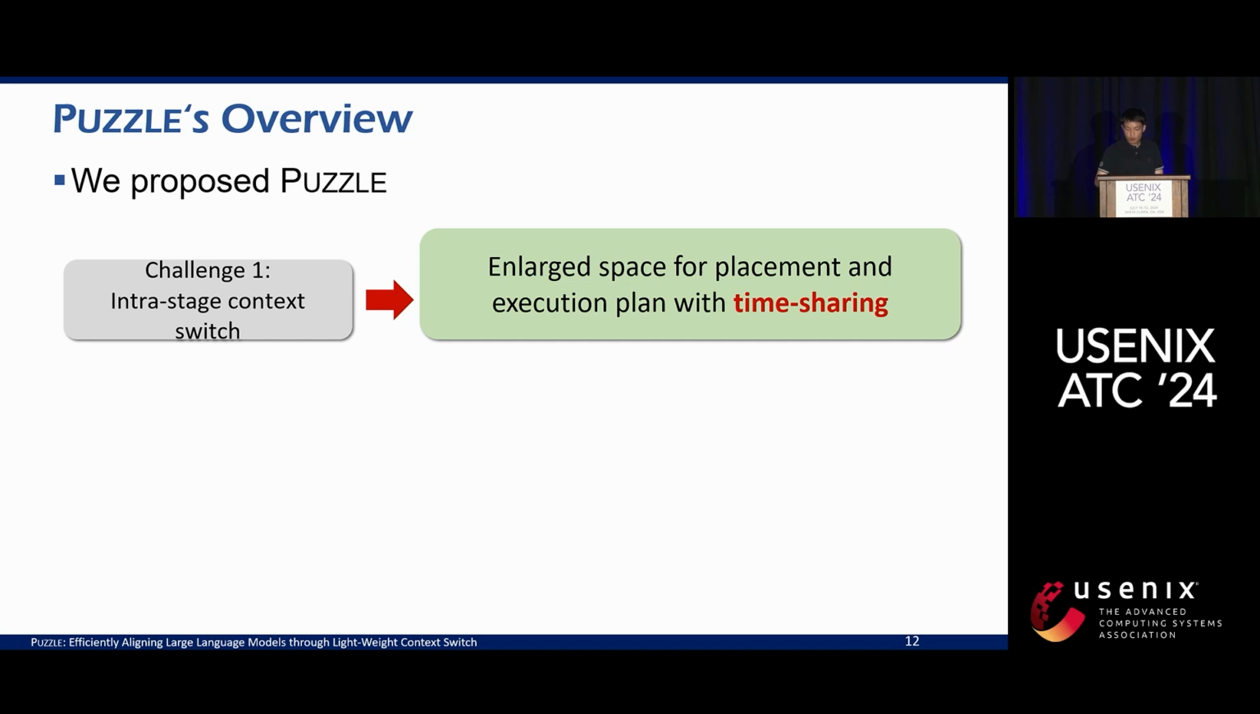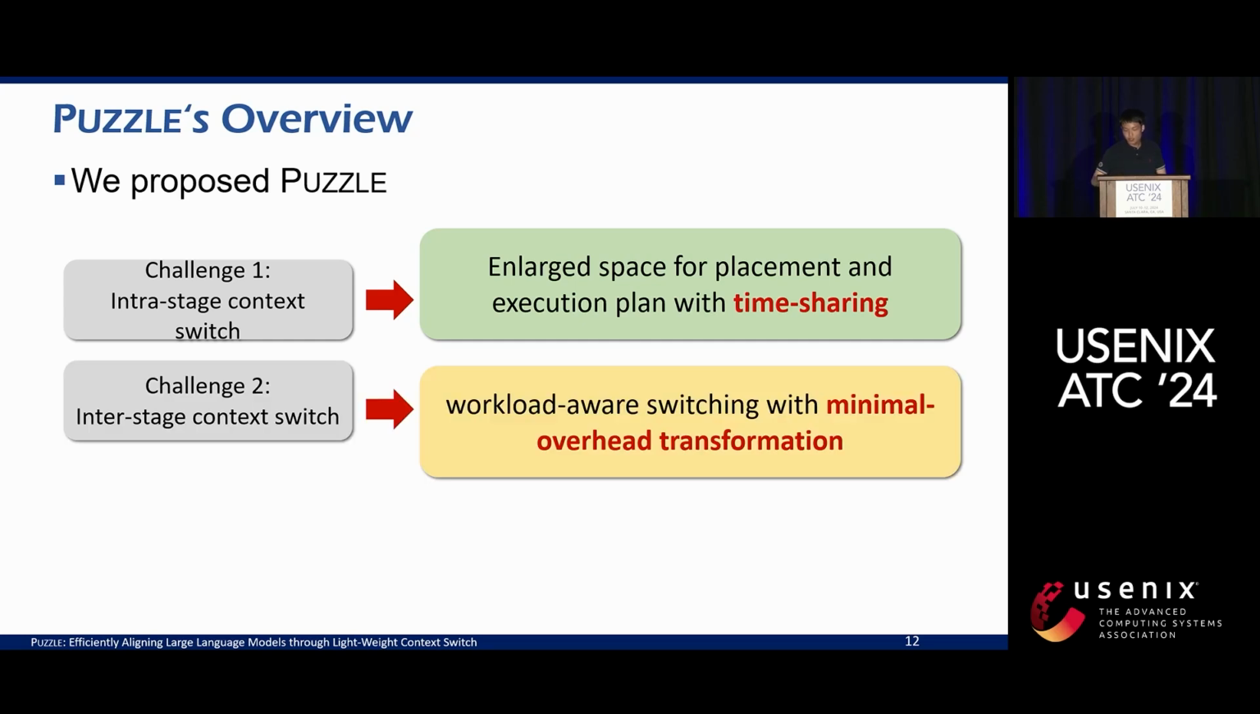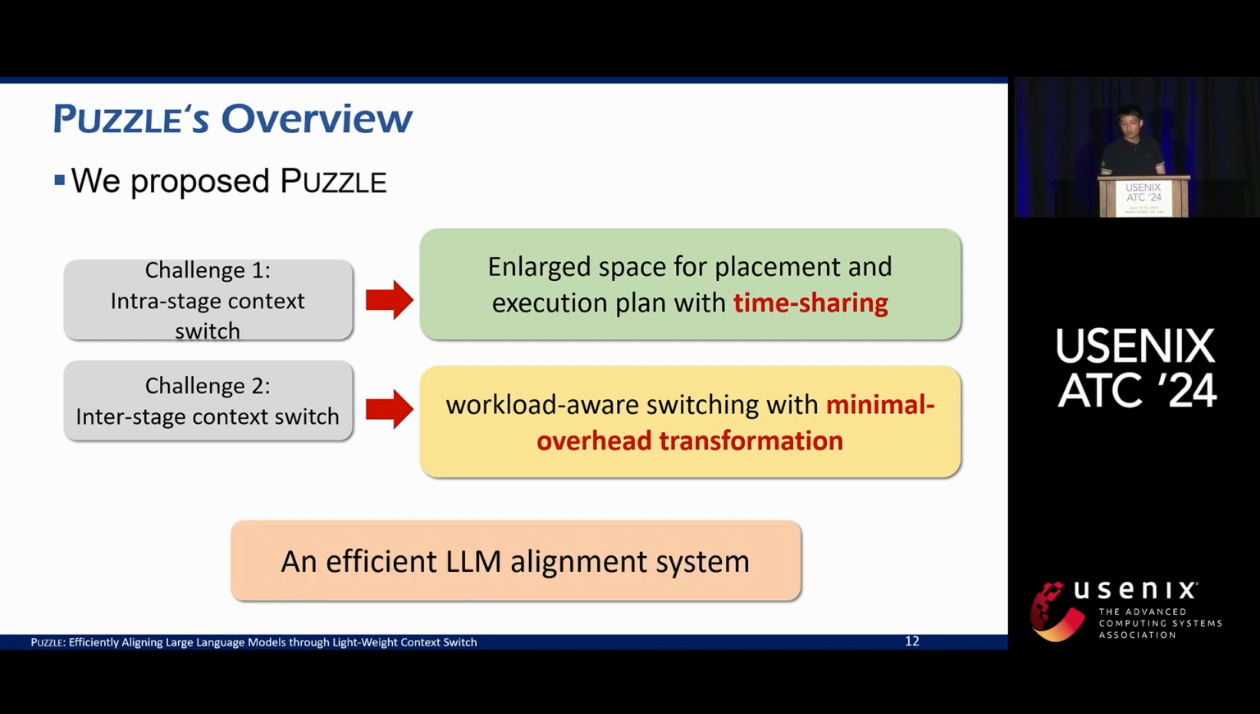To address this problem, we implement an RLHF framework, Puzzle. For the intra-stage context switch, we propose an enlarged space for placement and execution plan, which supports nearly bubble-free switching. And for the interstage context switch, we propose a lightweight workload-aware switching method, which handles different workload characteristics in various parallel plans to improve the performance. Now, let's look into the details of how the proposed techniques make Puzzle an efficient LLM alignment system.